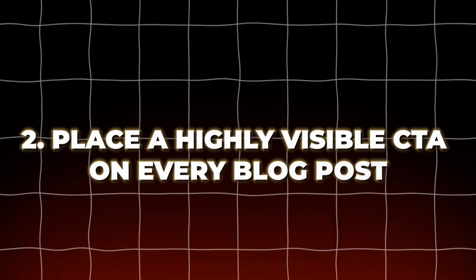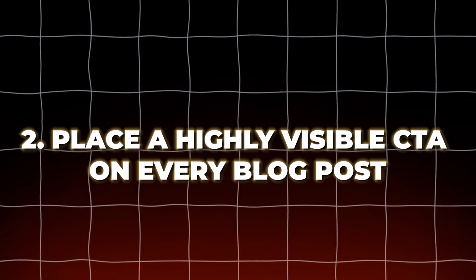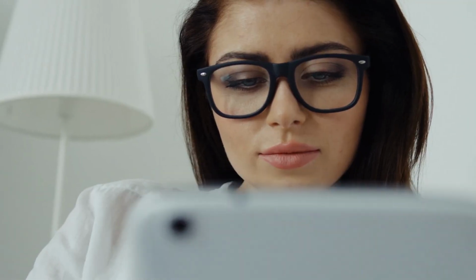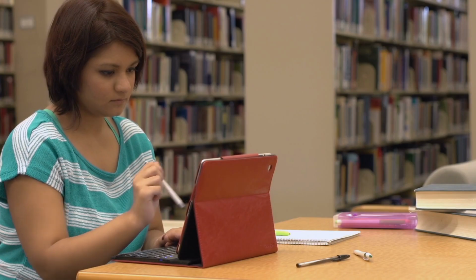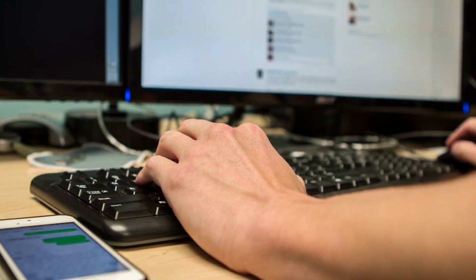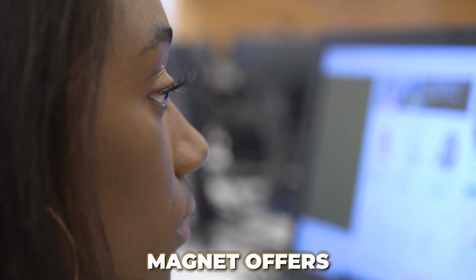2. Place a highly visible CTA on every blog post. Most people will start reading a page at the top, even if they're only skimming. This makes the ribbon, or hello bar, a very effective place to position your CTA. While it doesn't convert as well as a pop-up, it still contributes to conversions and is another way to show your visitor your lead magnet offers.